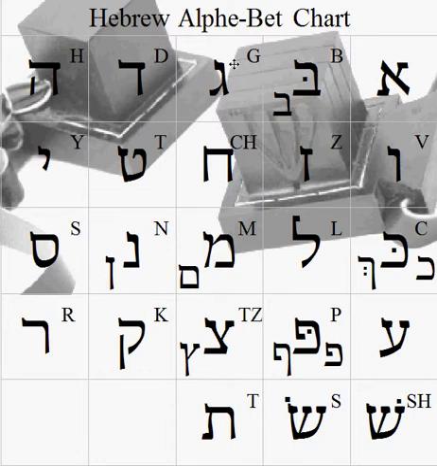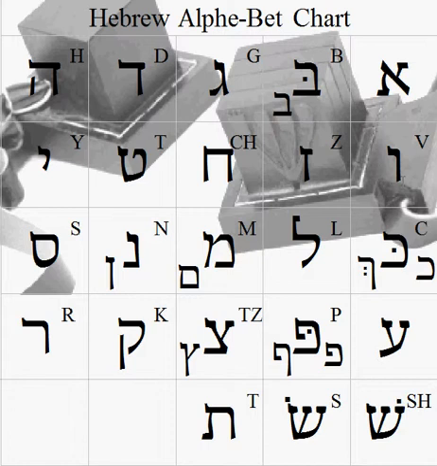Okay? The next one is Gimel. Gimel makes a G sound, like G, as in gum. Okay, G sound. Daled makes a D sound, as in D. Hey makes an H sound, as in H.